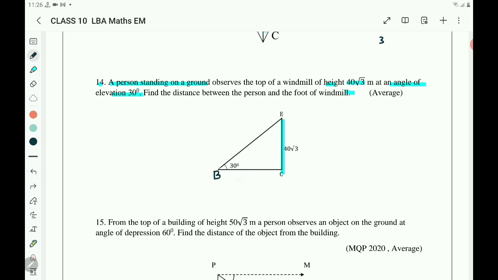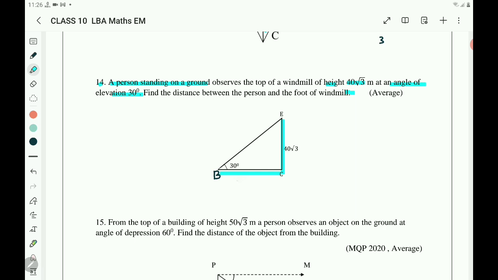And what we have to find out? We have to find out the distance between the person and the foot of the windmill. Person is here, foot of the windmill is here. What we have to find out? We have to find out the length of BC.